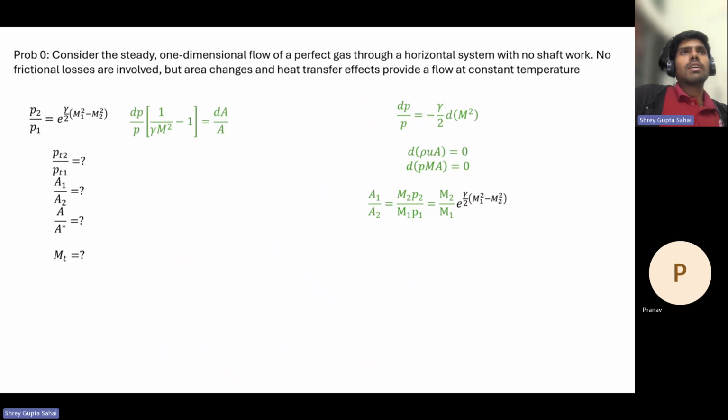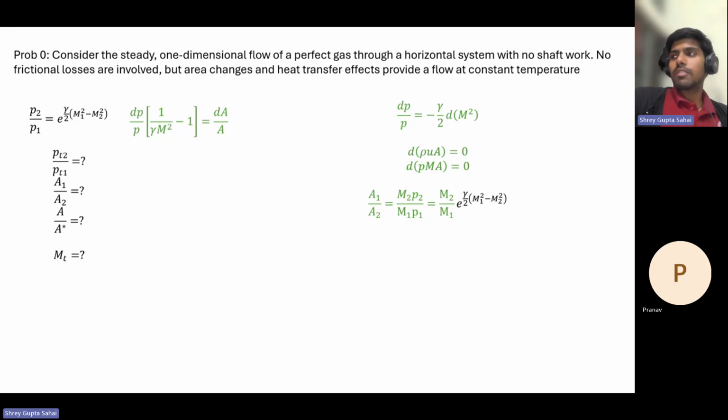And no matter what the mechanism is, if there is a mechanism of area change, or friction, or heat transfer, you will see that these mechanisms can drive the flow to sonic conditions if applied in the correct directions. Any flow can be driven to sonic conditions using these mechanisms, and A star is the condition where the flow will become sonic by these mechanisms.